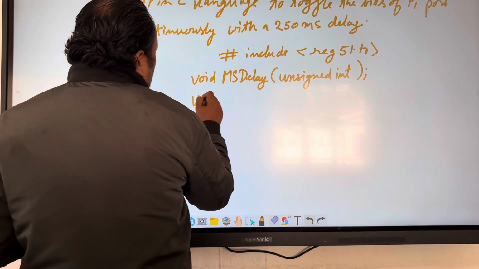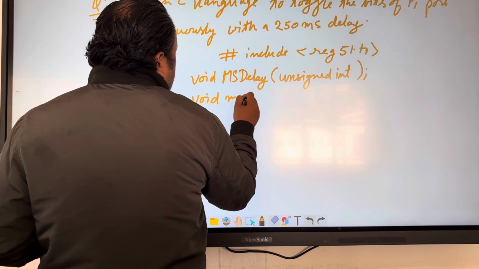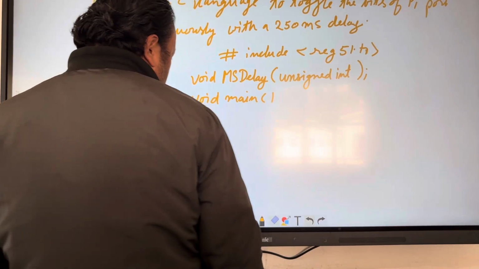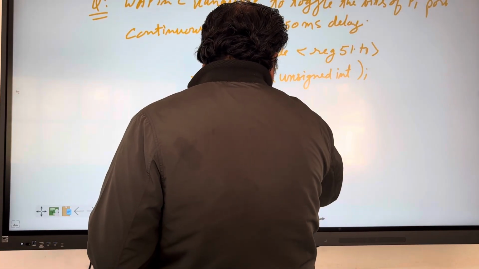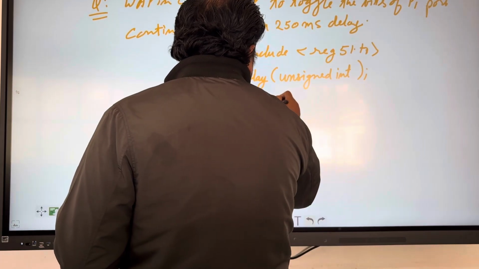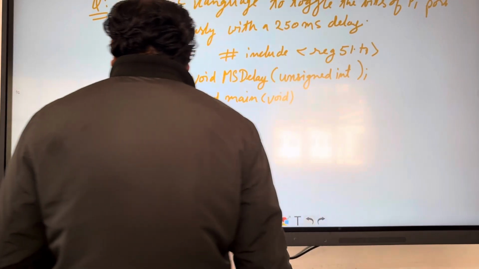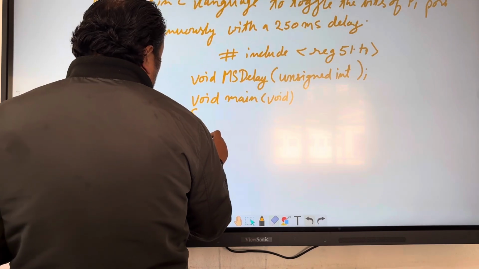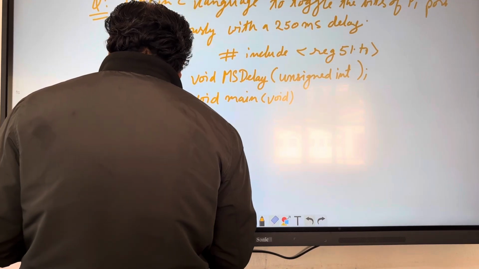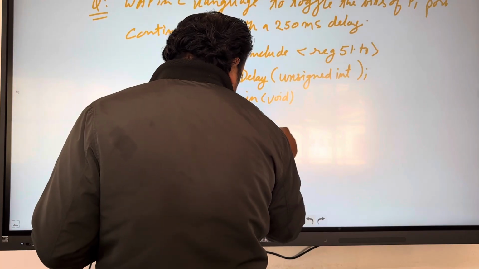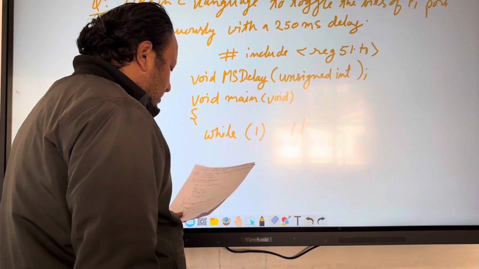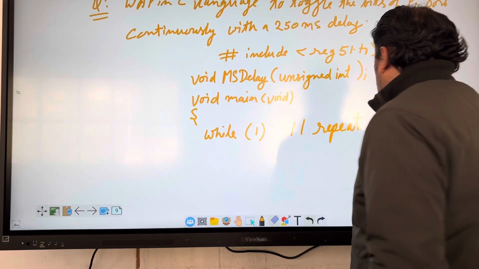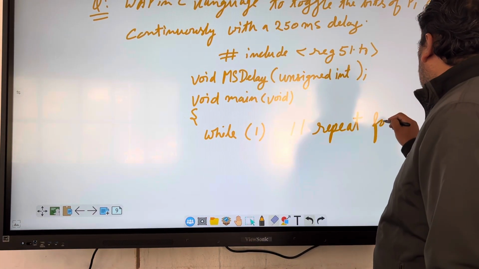Then you have your void main function, and it will return void value. So you write void here. Then you want your loop to be on forever, so you write while 1. That means this will always be true. That means you repeat forever.